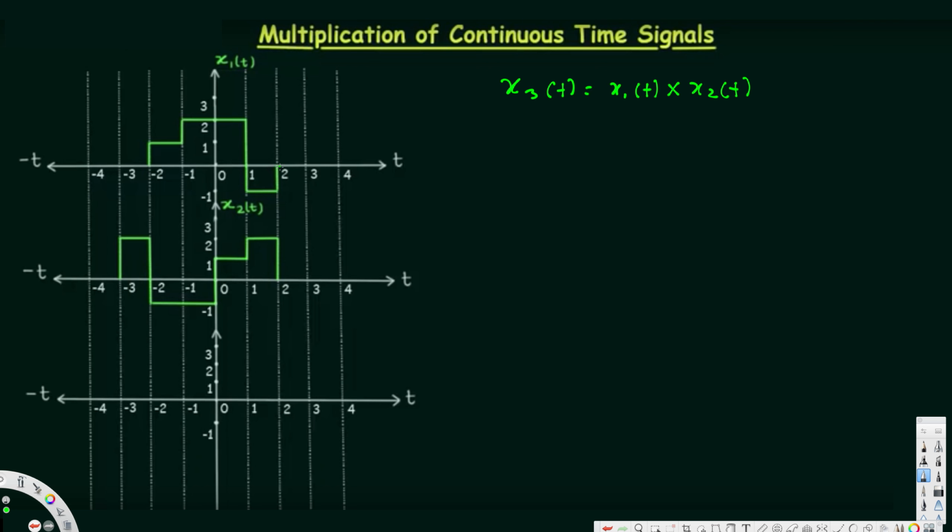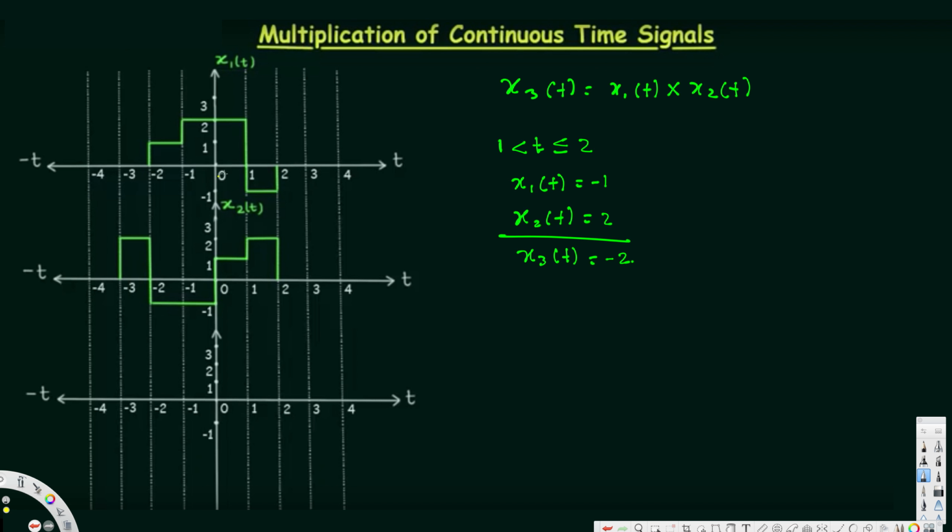Okay, now let's start from here, 1 to 2. So t is greater than 1 and less than or equal to 2. At that time we have x1 of t equal to -1, and x2 of t is equal to 2, right? So this is 2. If we multiply these two together, that's going to give us x3 of t equal to -2. Okay, so this is our first value.